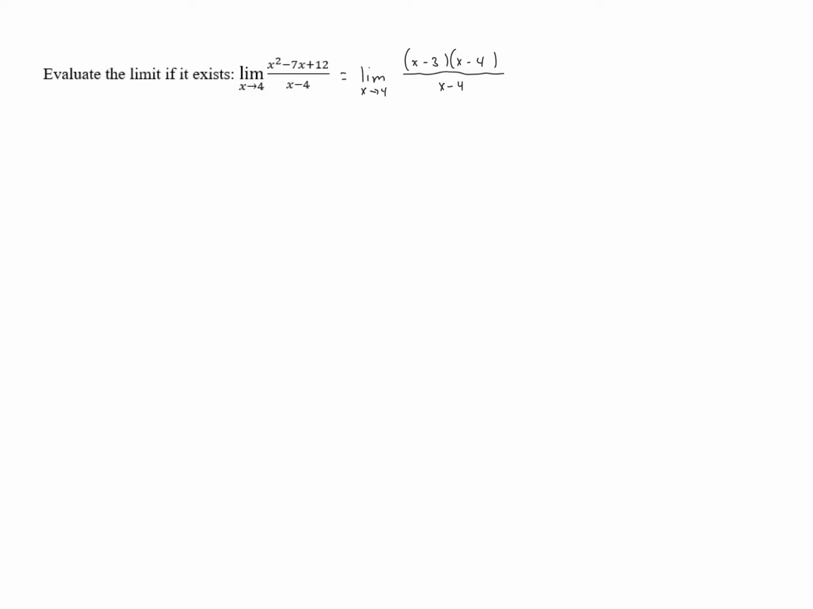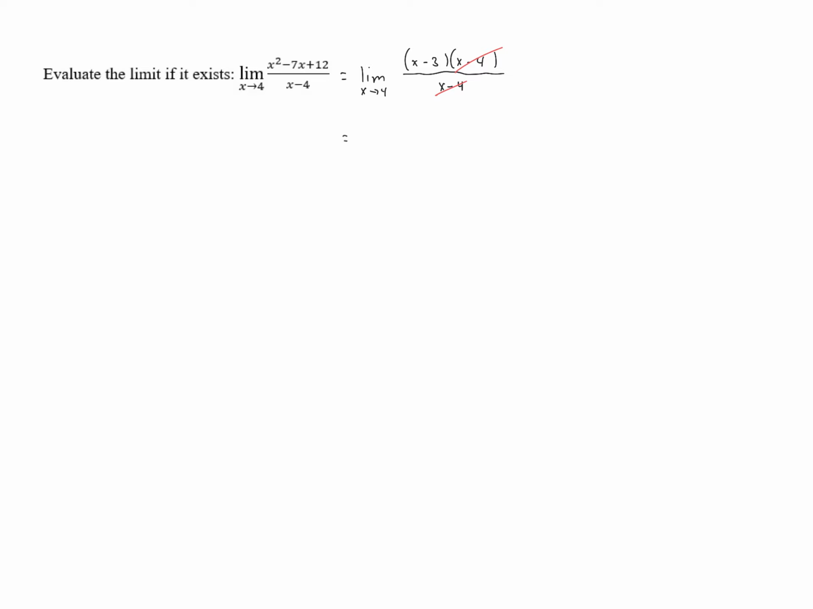And once we factor that, we see there is a common factor in the numerator and denominator that we can cancel out. And it's perfectly fine to cancel out x minus 4 in the numerator and denominator because we're looking at the limit as x approaches 4. So that means we're looking at x values near 4, but not equal to 4. And so when x is not equal to 4, these factors are not equal to 0, and so it is legal to divide by them.